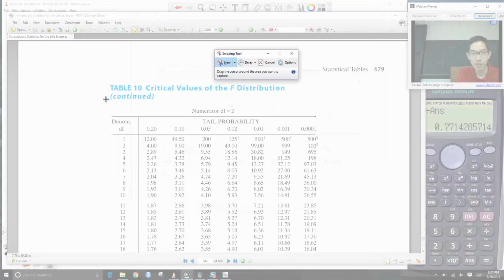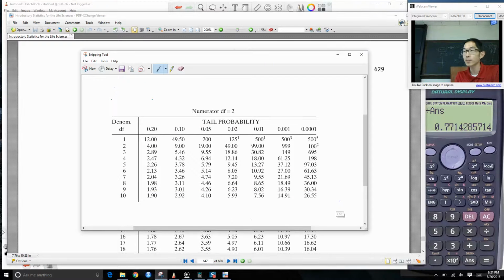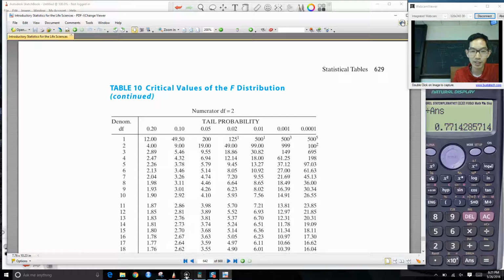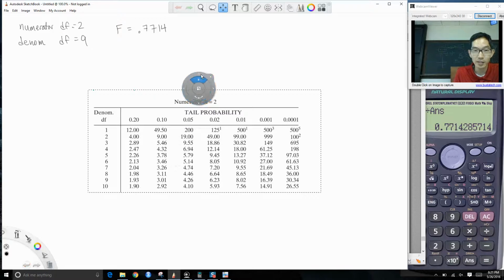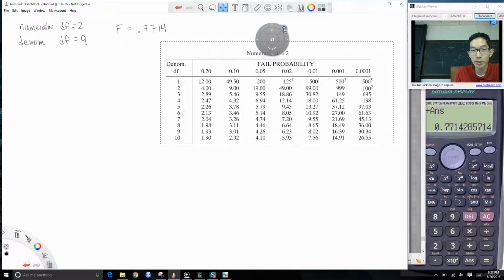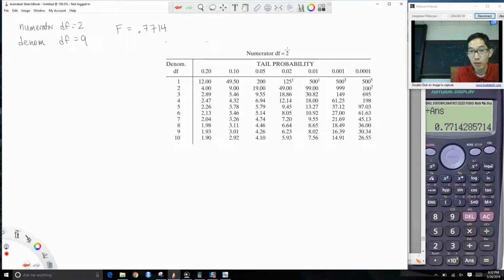Does that feel okay? What is that probability? Sure, I'll write this down. We would have numerator degrees of freedom equal to 2, and denominator degrees of freedom equal to 9, and we would say 0.7714 is here, so therefore our p-value would come from over here, and so we have the relevant p-value greater than 20%, okay?